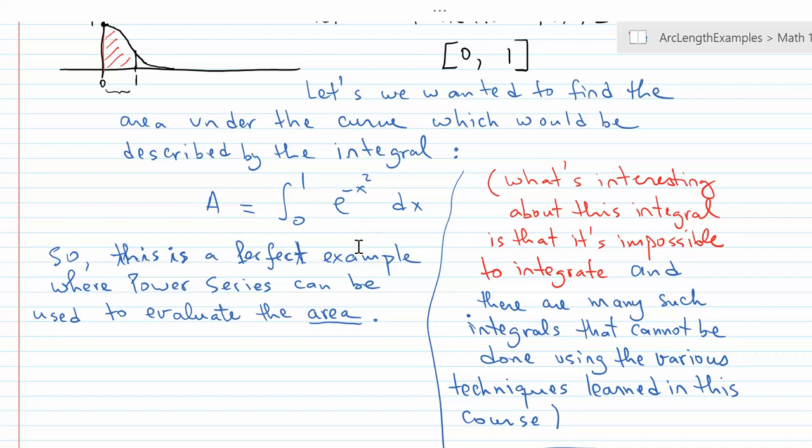So if we could find a power series for e^(-x^2), then it would be easy or simpler to figure out the antiderivative of each one of these terms and then plug in our limits, and then we would find an approximation. And of course, if we wanted to get a better answer, we would make sure we add enough terms at the end or at the tail of that polynomial to get a certain level of accuracy.